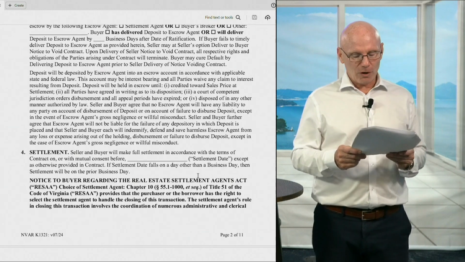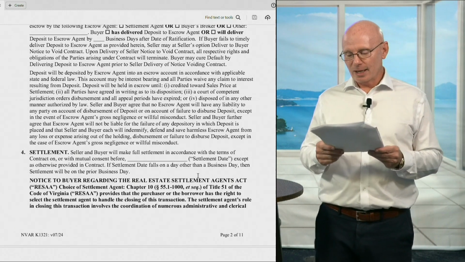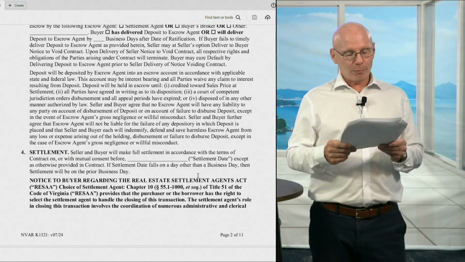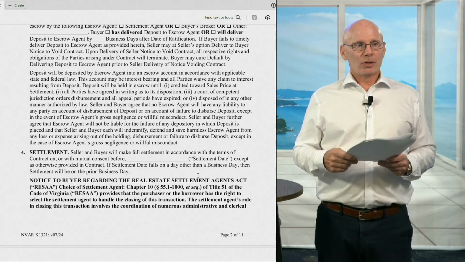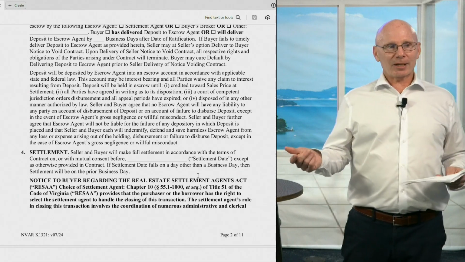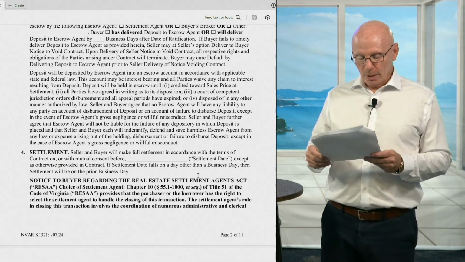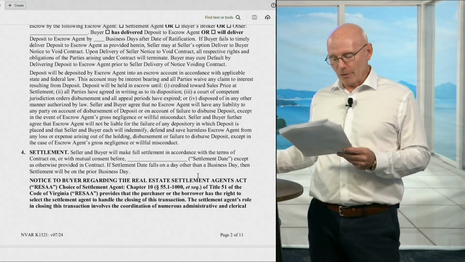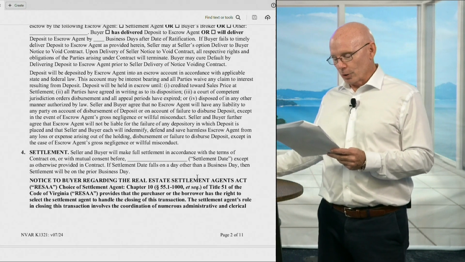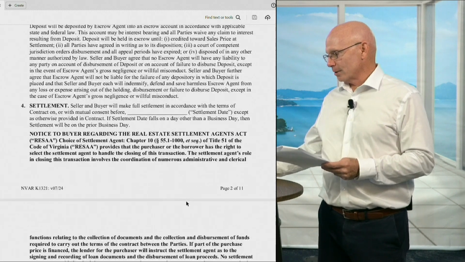If the settlement date falls on a day other than a business day, then settlement will be on the prior business day. So it doesn't give an automatic extension. It says it's supposed to be before. Then you have your paragraph for notice to buyers regarding the Real Estate Settlement Act.